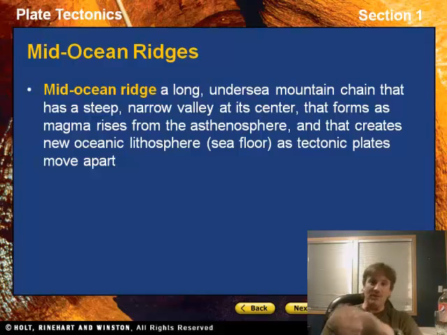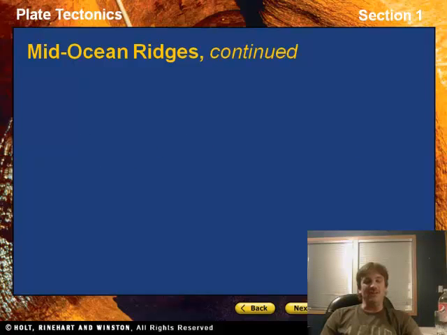Not trying to be gross, but to give you an example, it's like if you rip a scab off your arm, blood fills that hole. That's basically what's happening with the mid-oceanic ridge. I know you're all going, ew, because I'm talking about blood.